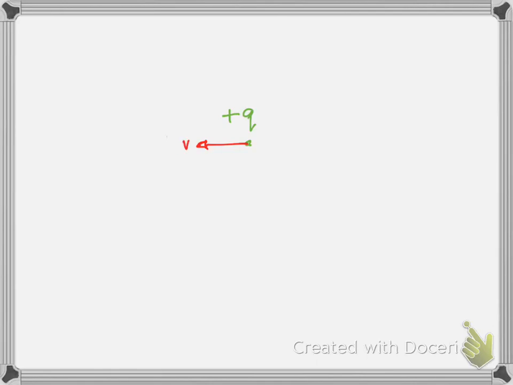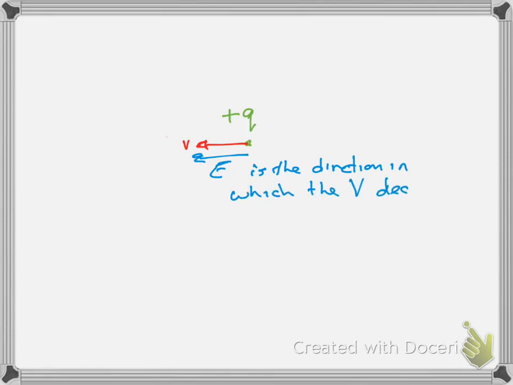Then there must be an electric field pushing it to the left. If it naturally moves to the left, there must be an electric field pushing it to the left. And that is the direction in which the potential decreases. It's the direction in which the potential decreases. So the potential decreases along electric field lines.